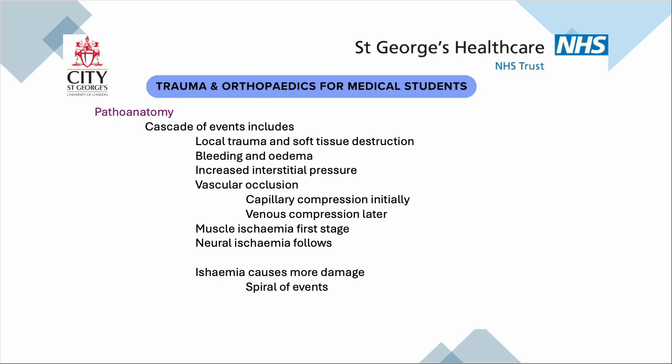So if we look at the pathoanatomy of compartment syndrome, you get this local trauma and soft tissue damage. That results in bleeding and edema, which raises the pressure in the compartment. This leads to vascular occlusion, predominantly initially the capillaries. Venous compression comes later when the pressure's gone even higher, and ultimately you can get arterial pressure, but this is where you're really moving into compartment syndrome, leading to an ischemic limb, and these are quite rare. So the first thing you get is muscle ischemia, because the muscles are most metabolically active, and then neural ischemia. And because you've got the ischemia, you get this spiral of events.